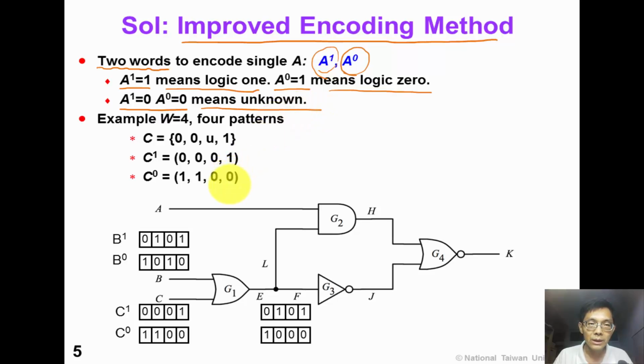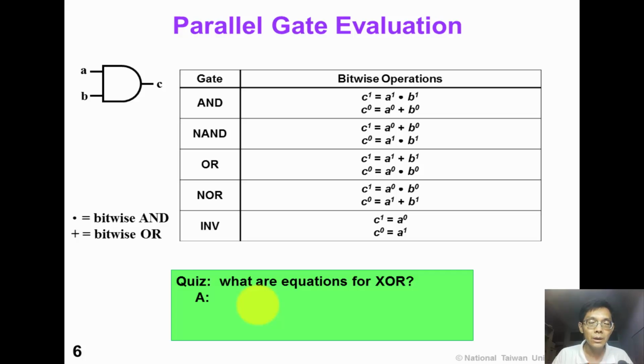For the same circuit example, now we have 2 words for primary input C, we have C1 and C0. 0, 1 represent a logic 0. 1, 0 represent a logic 1. And the 0, 0 represent unknown. So, how do we use this encoding to evaluate a gate? In this table, we show how we evaluate a gate using the improved encoding.